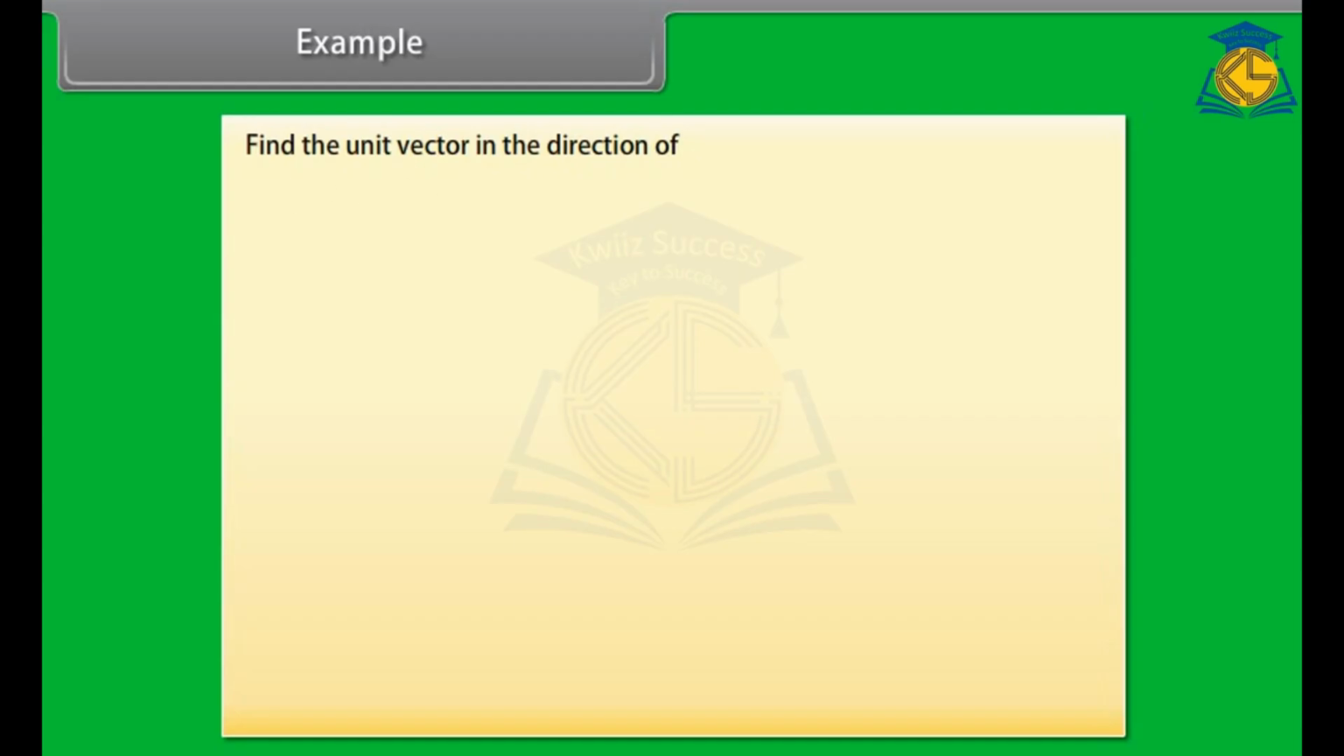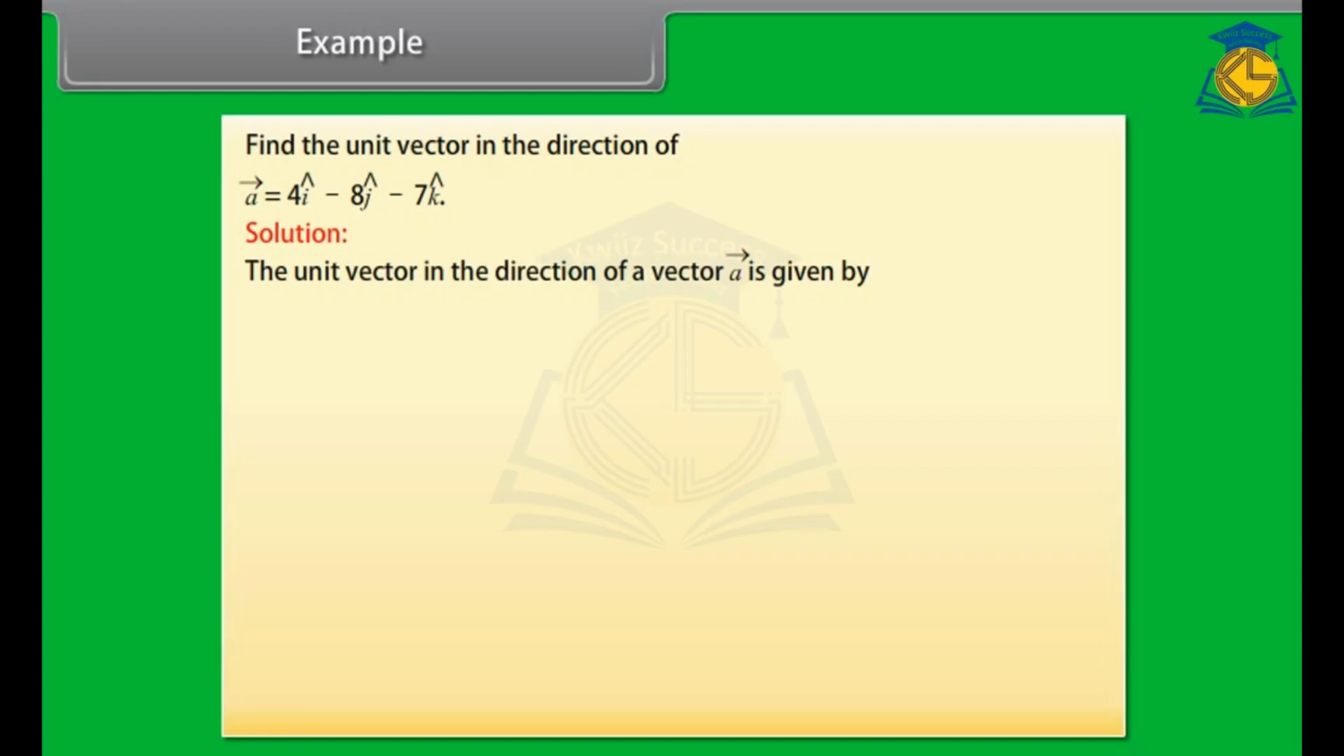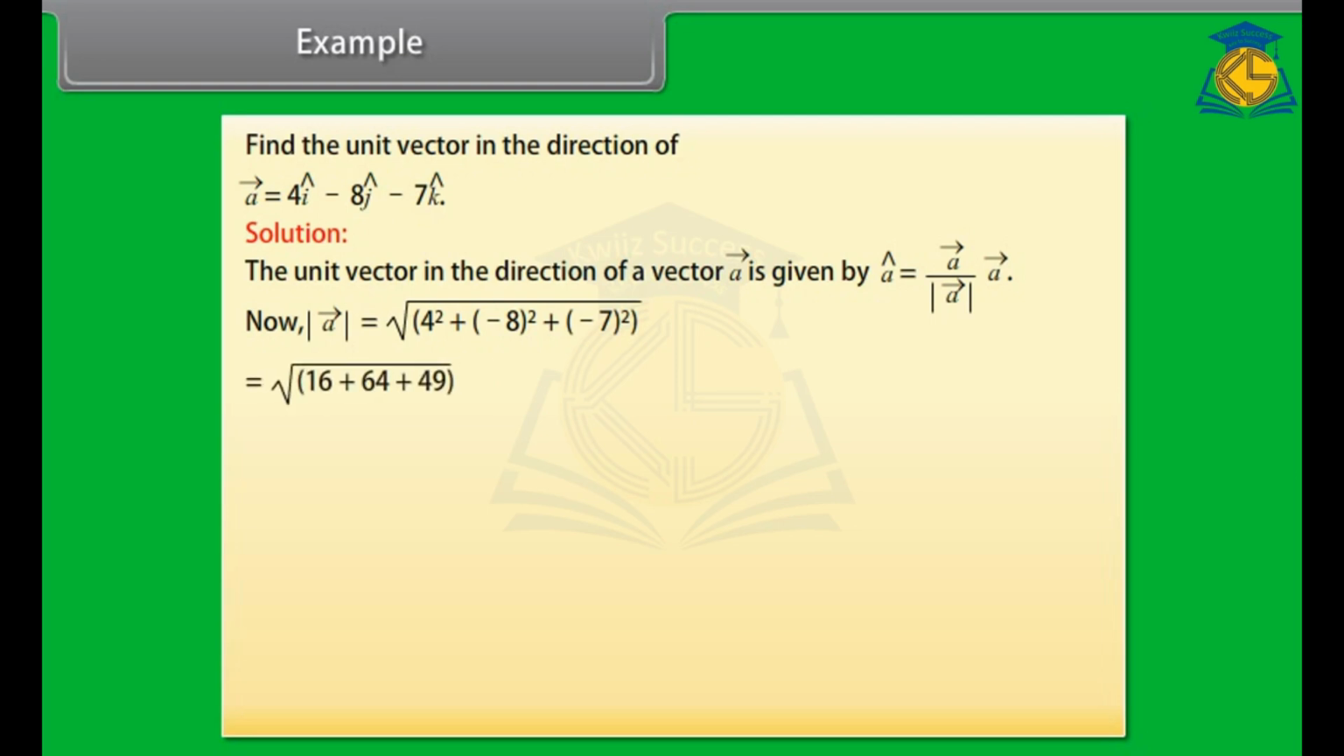Example. Find the unit vector in the direction of vector A equals 4 cap i minus 8 cap j minus 7 cap k. Solution. The unit vector in the direction of vector A is given by cap A equals vector A upon mod of vector A. Now, mod of vector A equals square root of 4 square plus minus 8 square plus minus 7 square equals square root of 16 plus 64 plus 49 equals square root of 129 equals 11.35.